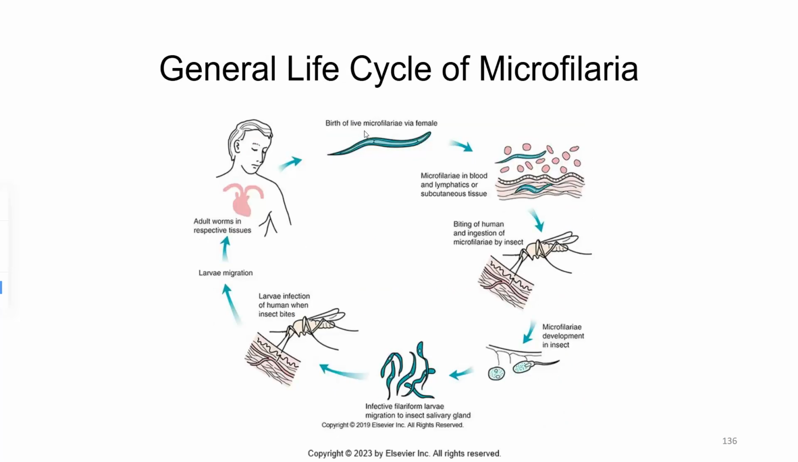All right, so we have the live microfilariae. They get into the bloodstream by the biting of the human and ingestion of microfilariae by the mosquito. Microfilariae develop in the insect, and then they migrate into the insect salivary gland, and then when the insect bites again, they will migrate and the adult worms go to their respective tissues.